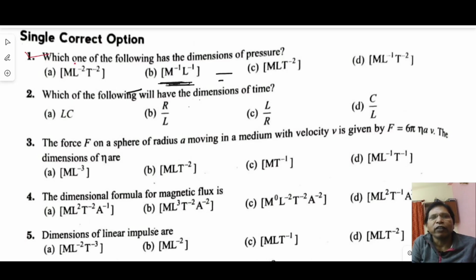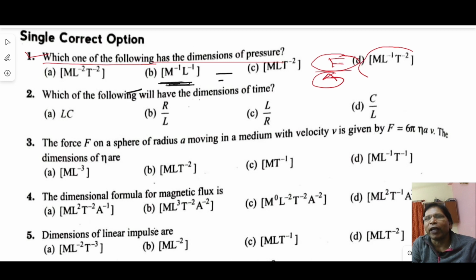Question number 1. Which one of the following has dimension of pressure? Look at this. Pressure is the force per unit area. The dimension of force is MLT^-2 and area is L^2. So dimension of pressure is ML^-1T^-2. Okay, option D correct.